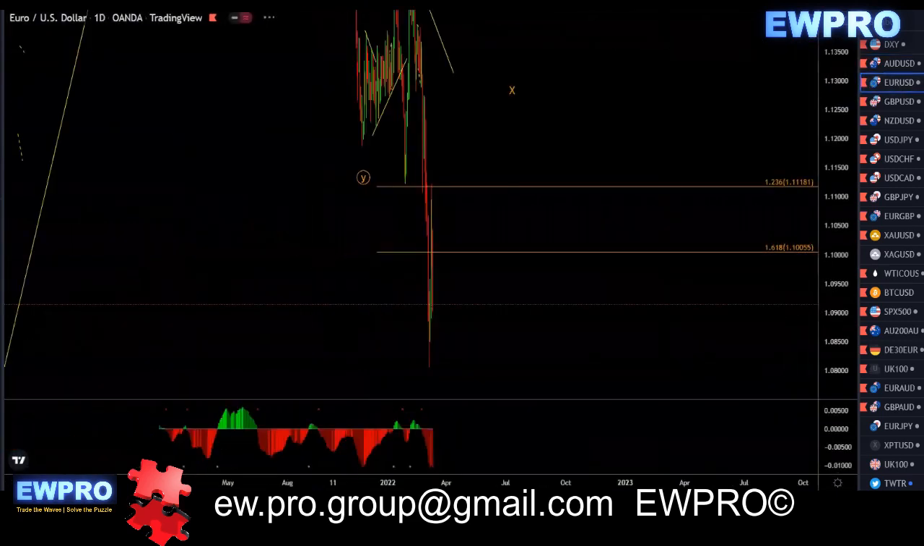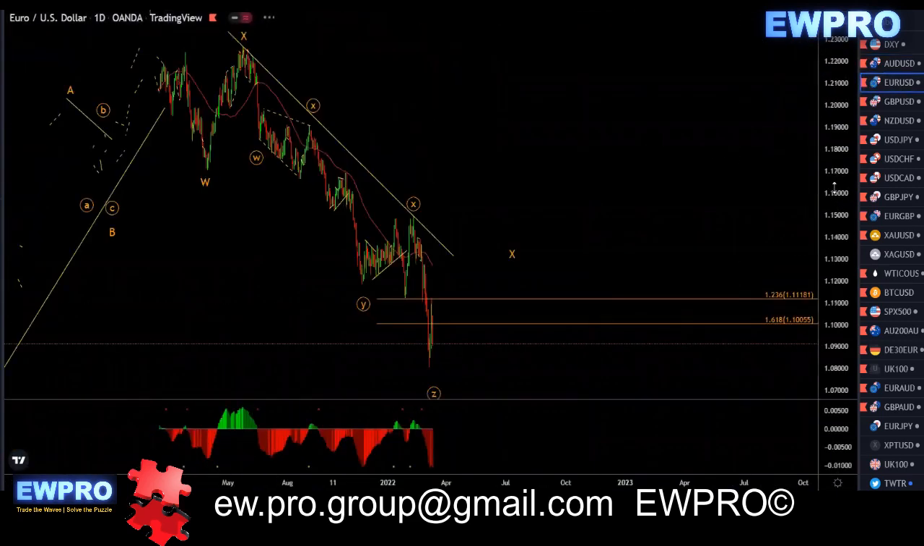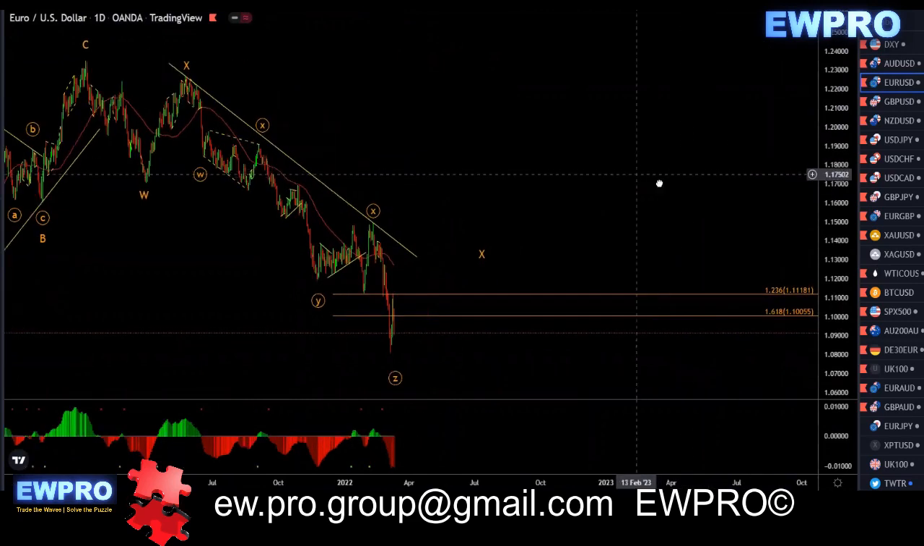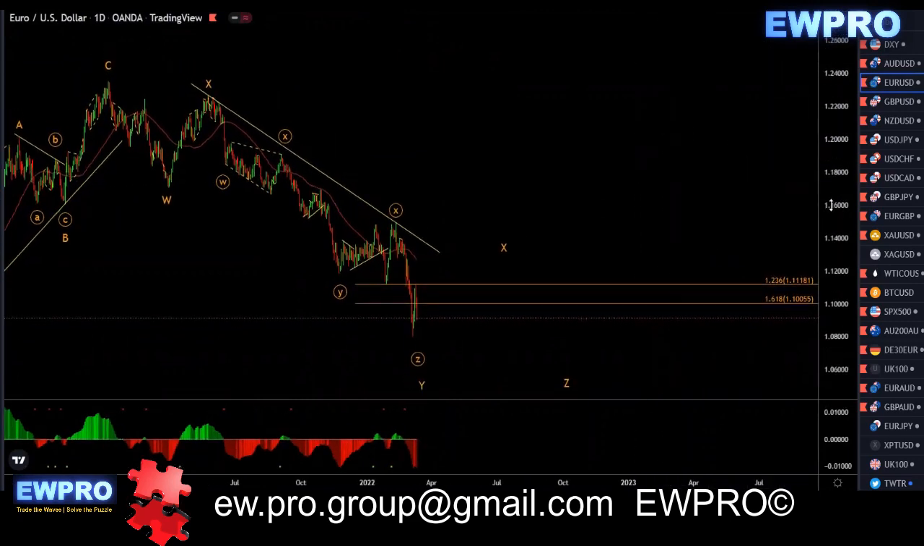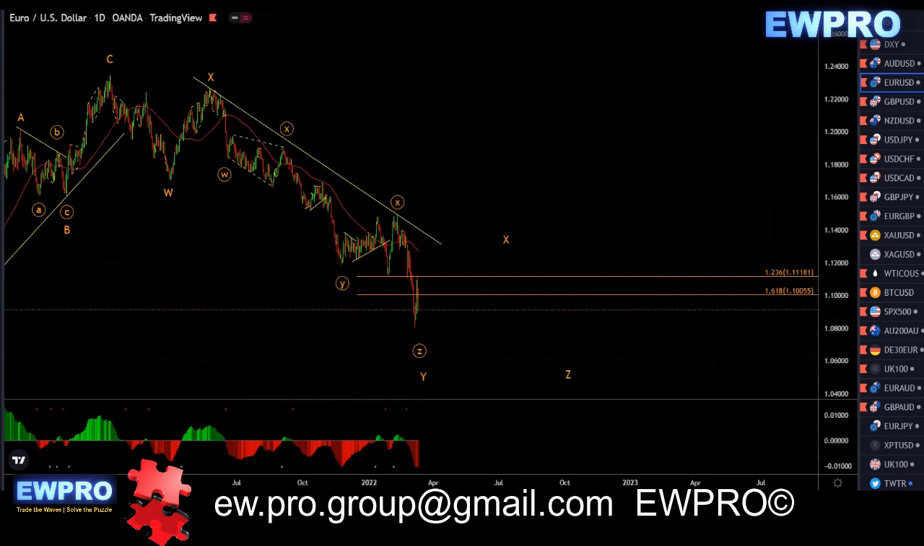EU on the daily, very similar to DXY. I'm looking at it as an extended wave. So we got a W, X, Y, X to Z down. We've lost all our bullish divergence. So I'm looking for the larger structures of WX, extended wave Y, then we get an X2 and then a Z down.